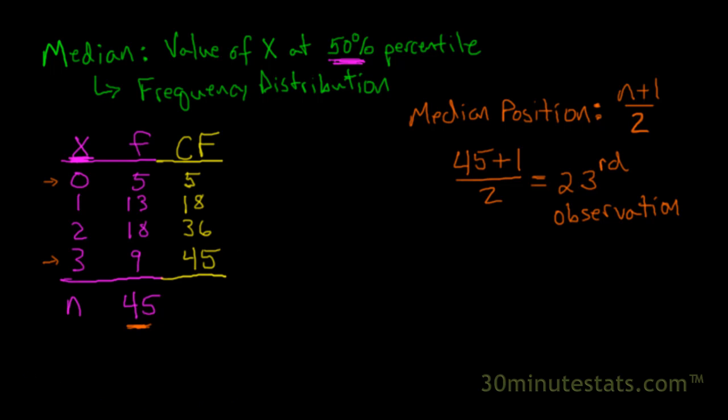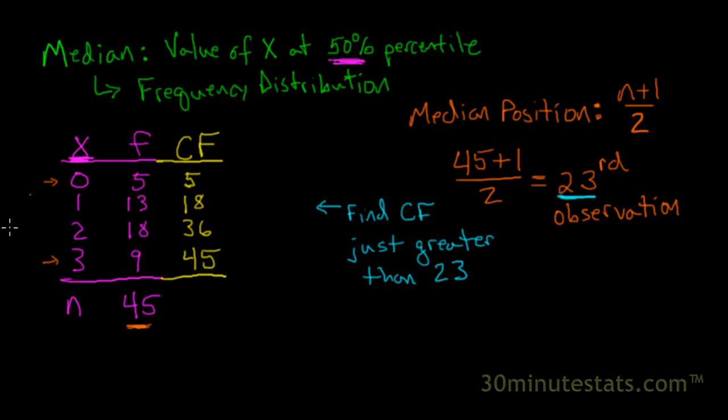Now, what we're looking for here is the 23rd observation. And so what we need to find is the CF, or the cumulative frequency, just greater than 23. So we're going to start at the lowest value of x. Okay, so let's start at this low value of x, 0, and we'll look at the cumulative frequency, and that's a 5. Is that greater than 23?